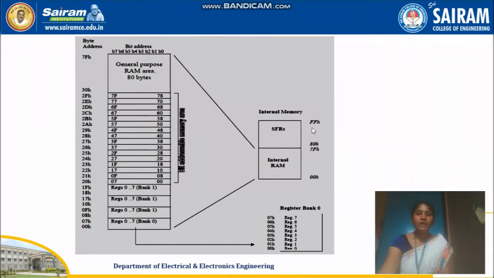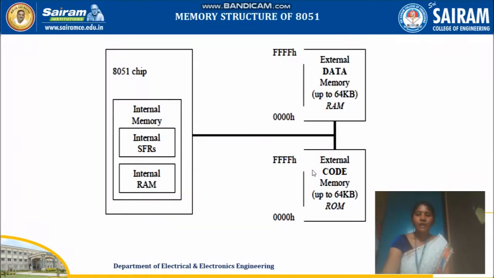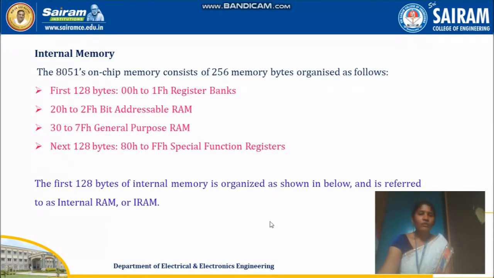So the internal memory has the internal RAM as well as the internal SFR. Internal RAM addresses are from 00 to 7FH. SFR is from 80H to FFH. So the internal memory is 256 bytes, organized as follows: register banks, bit addressable area, general purpose RAM and special function registers. Register bank addresses are from 00 to 1F, the bit addressable area is from 20H to 2FH, general purpose RAM is from 30 to 7F, and special function registers are the next 128 bytes, from 80H to FFH.